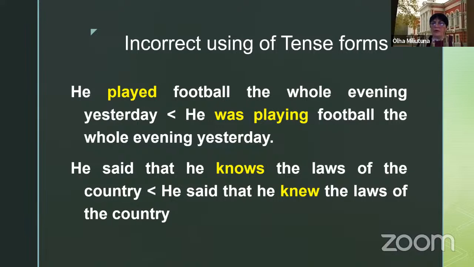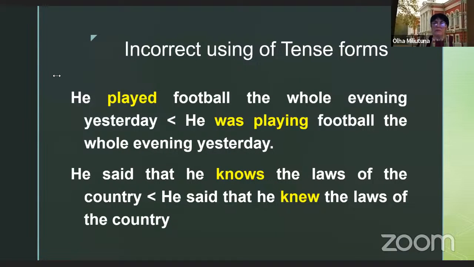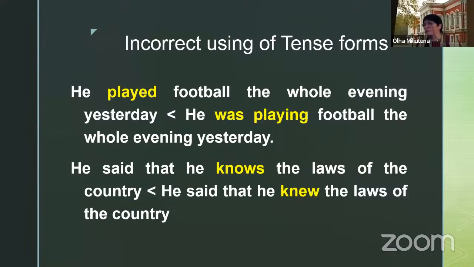For example, a Ukrainian speaker may also use the past simple instead of past progressive or past perfect. Because, as I have told, we have only one form: one past, one future, and one present. We have 3 tense forms instead of 16 in the English language. And "he played football the whole evening yesterday" is correct for Ukrainians.